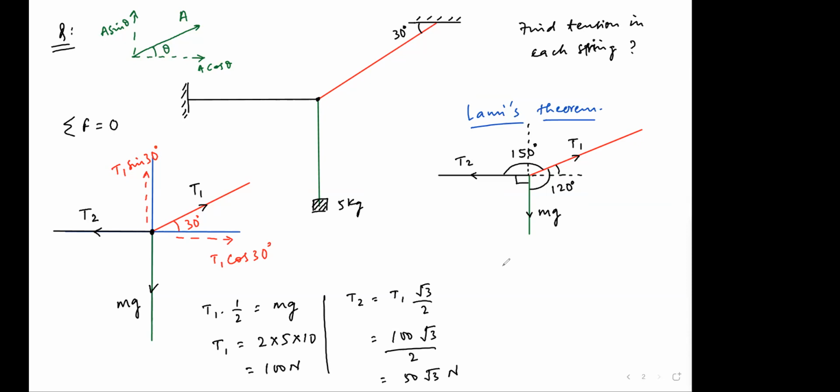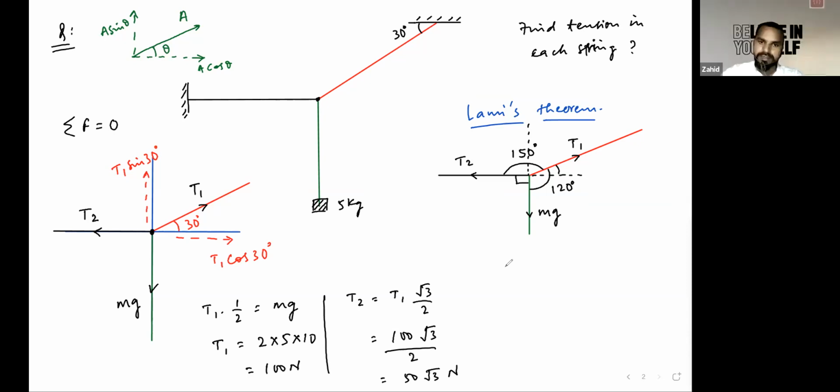Now, the theorem simply states T1 divided by the sine of the angle opposite to it, so it will be 90 degrees. T2 divided by the sine of the angle opposite to it, which is 120 degrees. And mg, the third force, divided by the sine of the angle opposite to it, 150 degrees. Now just compare this equation with this and this with this.